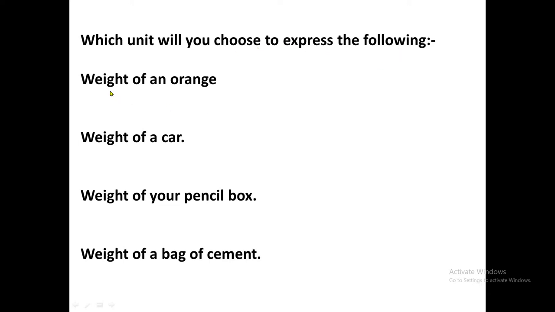For example, if we want to measure the weight of an orange, it is in grams because an orange is one orange. So its weight will be less. It will be in grams. Weight of a car. Car is heavy. Its weight will be in kilograms. Weight of your pencil box. Pencil box is light. So its weight will be in grams.